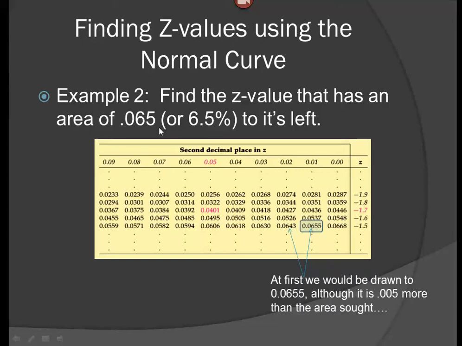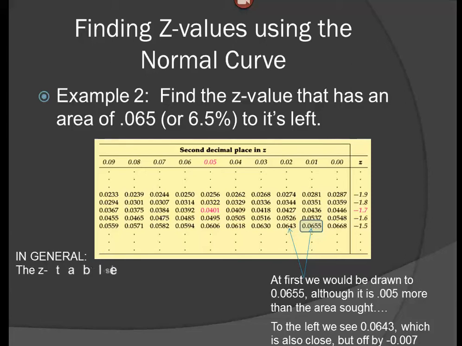If we look to the left of that, we can see that this also is fairly close to 0.065. It's off by negative 7, and in this case it should be 10,000ths. So one is off by 5/10,000ths, the other is off by 7/10,000ths. So obviously this one is closer. And typically, if we didn't have technology, this is what we would go with. We would say the z-value that corresponds to this area is negative 1.51.